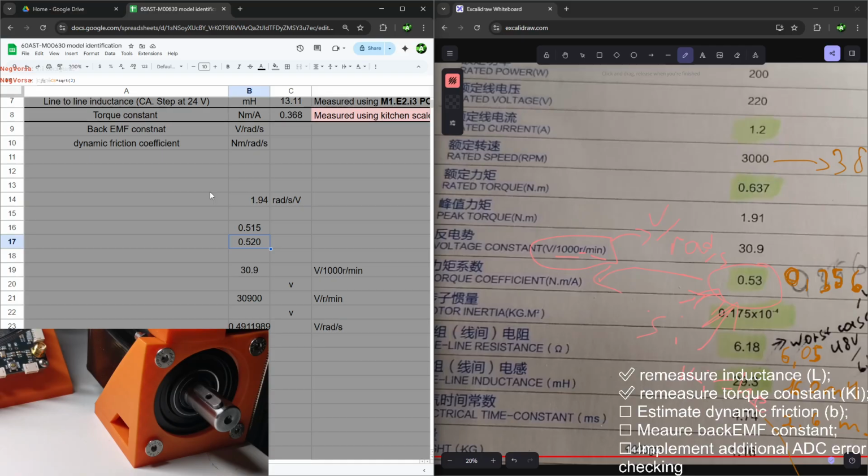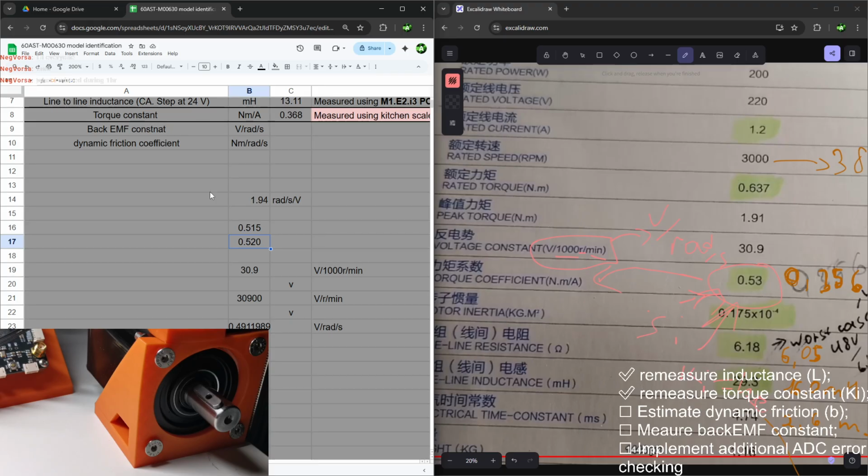Let me think. I don't want to trick myself into thinking that this is correct just because the number looks good, because it may as well be taking desired for reality.